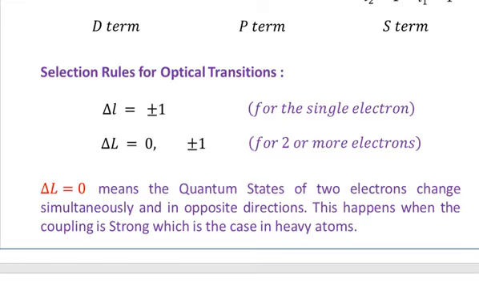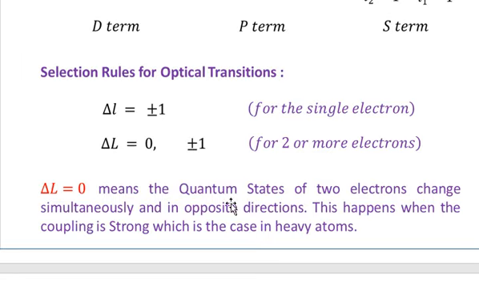Selection rule for the optical transitions. If you have many states, then of course there is a possibility of transition between them. For a single electron, the selection rule is that delta L, the change in orbital quantum number L, is equal to plus or minus 1. And if you have two or more electrons, then delta capital L is equal to 0, plus or minus 1. That is, the change in the total orbital quantum number of the system will be 0 or plus or minus 1 for the optical transitions.